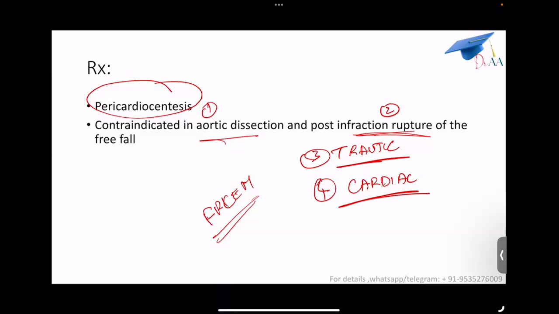The main logic here is, why do they say here? If you remember the logic, you'll remember why they're telling here. So imagine this is a pericardial effusion. You put a needle and you're aspirating. Pericardiocentesis, basically you put a needle and you're aspirating.